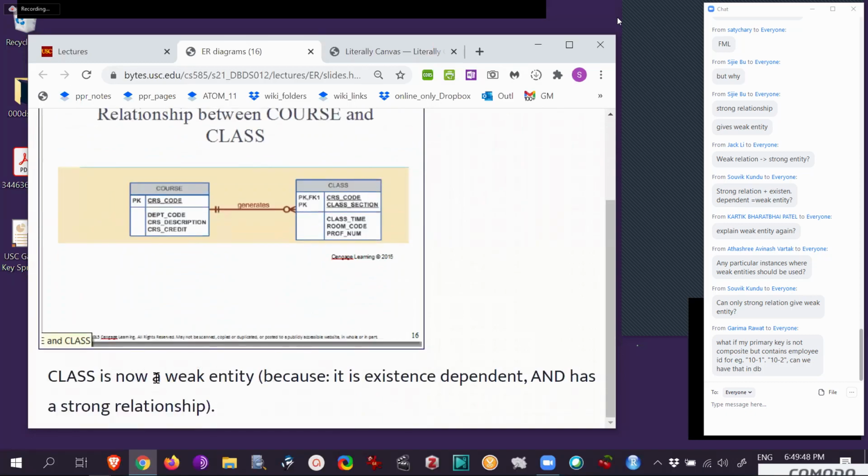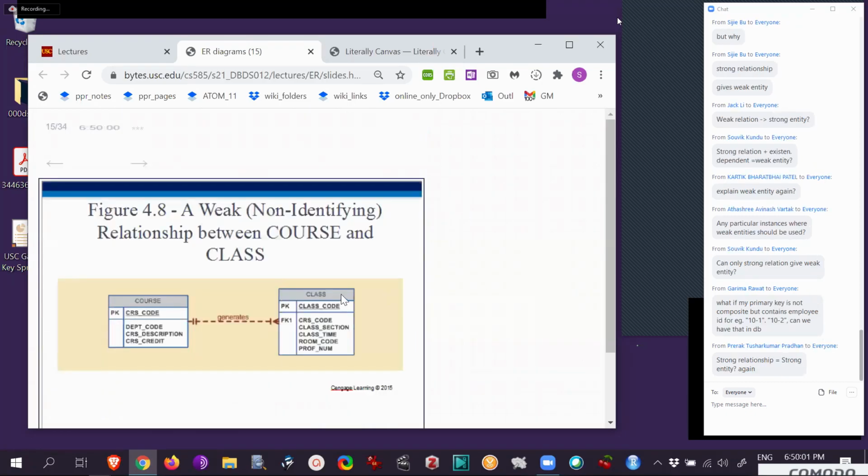Cool. So class is now weak because it is existence dependent, like no sections without courses, obviously, and also a strong relationship. What makes it strong? That makes it strong. Previously, we didn't have that. Previously, we had separate IDs.